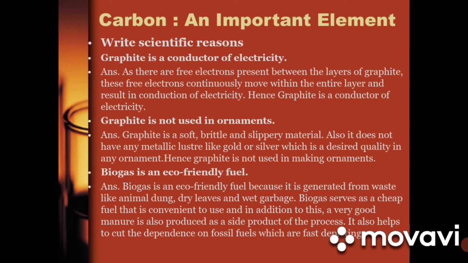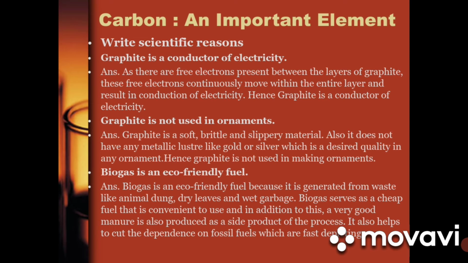Graphite is a conductor of electricity. As there are free electrons present between the layers of graphite, these free electrons continuously move within the entire layer and result in conduction of electricity. Hence, graphite is a conductor of electricity. Graphite is not used in ornaments. Graphite is a soft, brittle and slippery material. Also, it does not have any metallic luster like gold or silver, which is a desired quality in any ornament. Hence, graphite is not used in making ornaments.